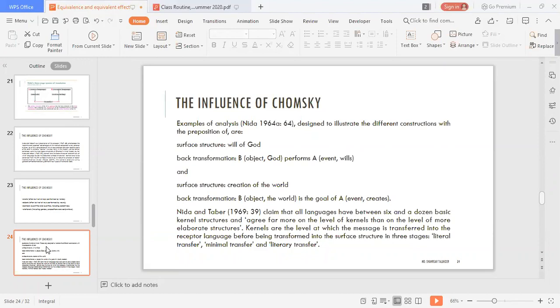The next slide says examples of analysis designed to illustrate the different constructions with the prepositions, like surface structure, will of God. You can add a sentence. An example here, back formation, like for you see the object that is God, performs the action, for a custom events of means, or that a will of God.